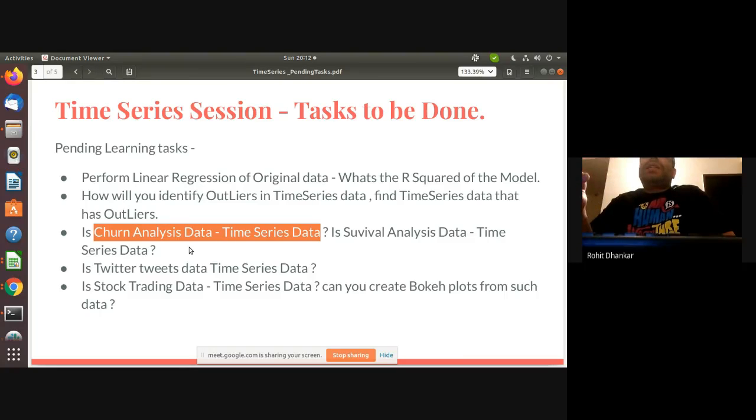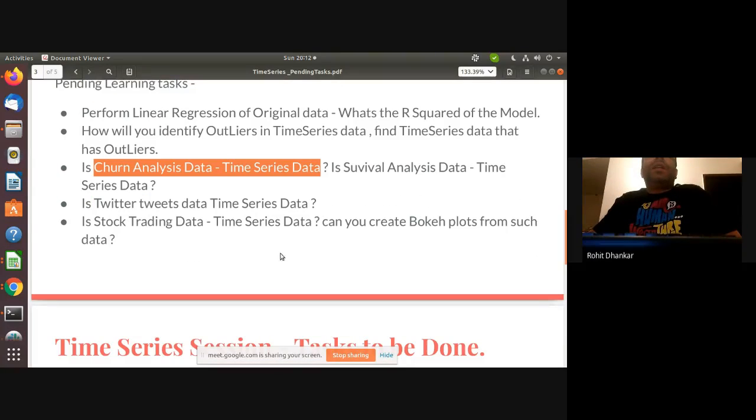So let's say, is churn analysis data or survival analysis data time series data? If yes, then what kind of analysis can we do from a time series perspective? Is Twitter data, tweets and all, time series data? Yes, no. Stock trading data, time series data. Can you create bokeh plots from such data?